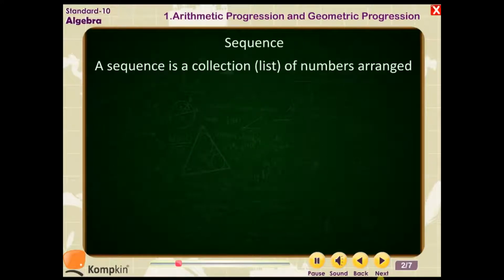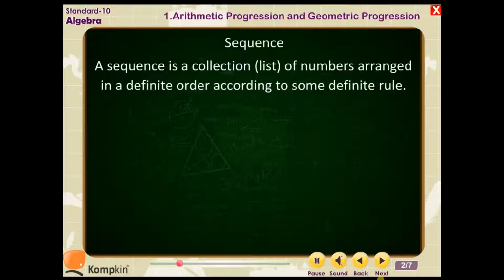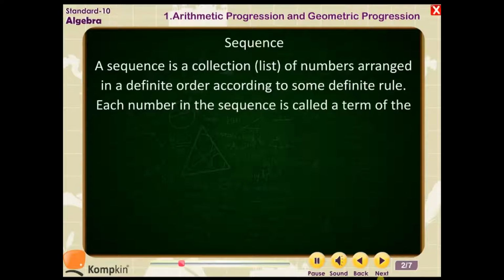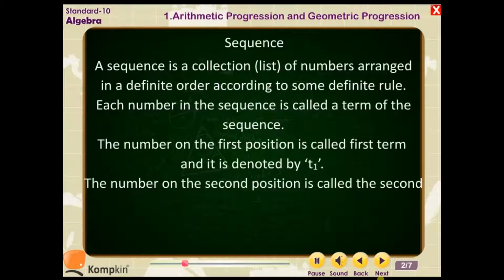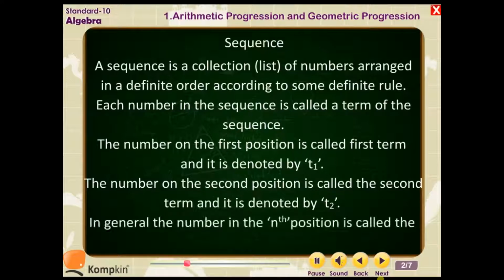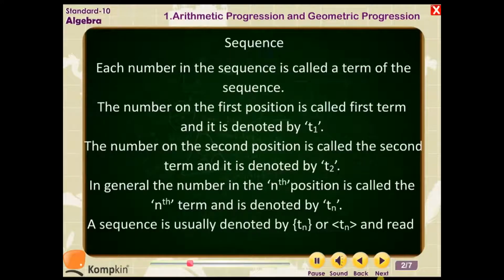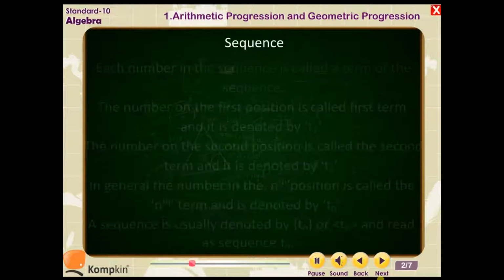Sequence. A sequence is a collection, a list of numbers arranged in a definite order according to some definite rule. Each number in the sequence is called a term of the sequence. The number in the first position is called the first term and is denoted by T1. The number in the second position is called the second term and is denoted by T2. In general, the number in the nth position is called the nth term and is denoted by Tn. A sequence is usually denoted by curly bracket {Tn} and read as sequence Tn.